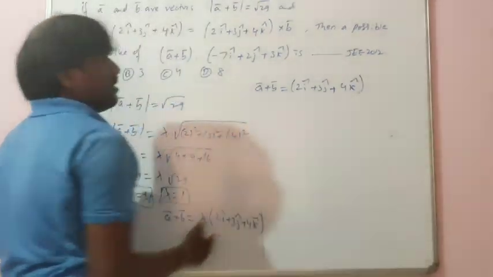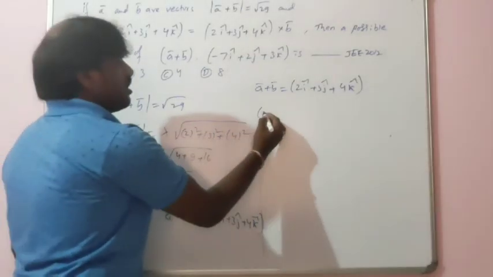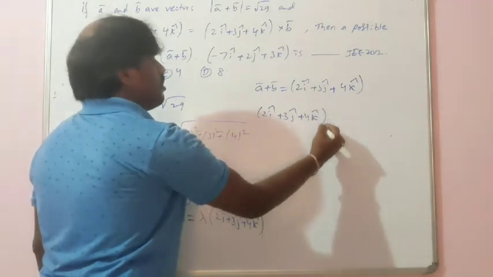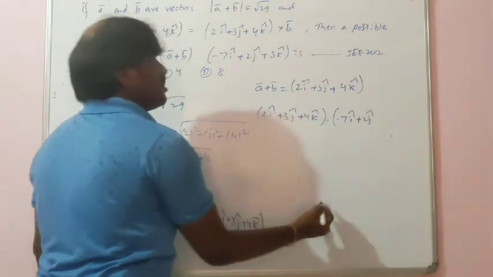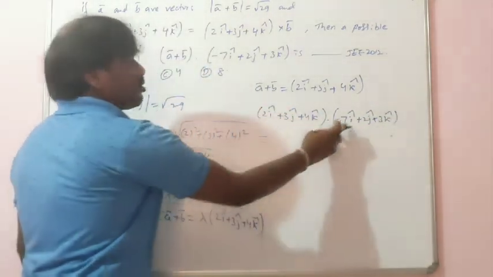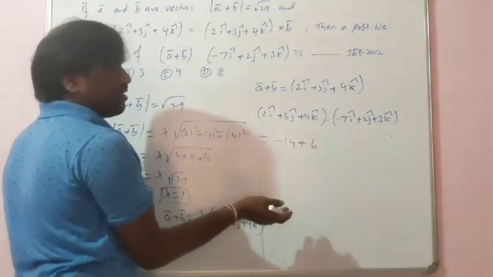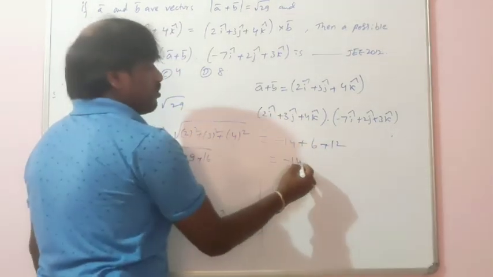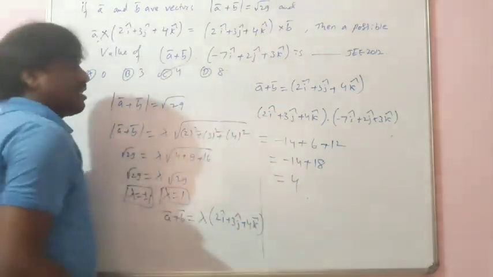So this is A plus B, and now I have to find the dot product of these both. It means I have to find 2i cap plus 3j cap plus 4k cap dot with minus 7i cap plus 2j cap plus 3k cap. So 7 2s are 14, minus 14, plus 3 2s are 6, plus 4 3s are 12. Minus 14 plus 18, that is equal to 4. So option C is the right answer.